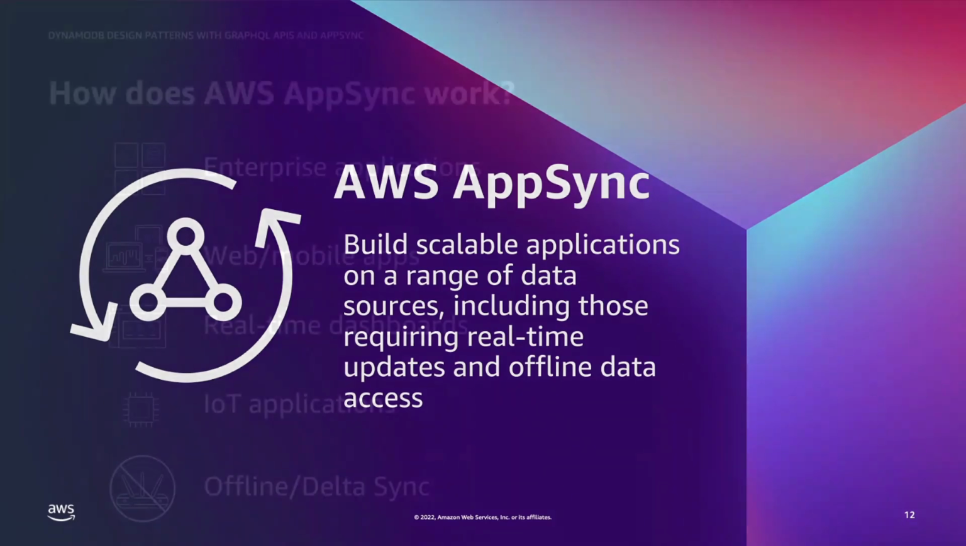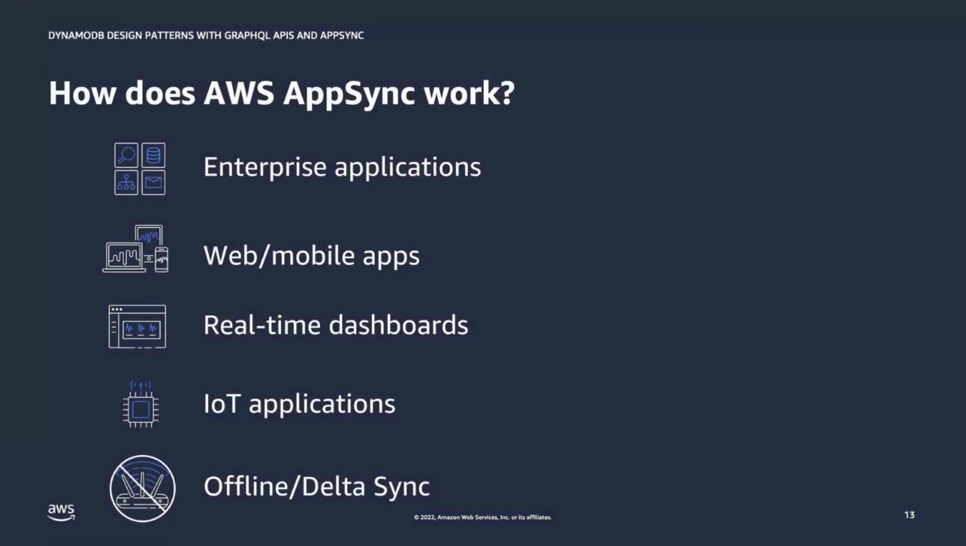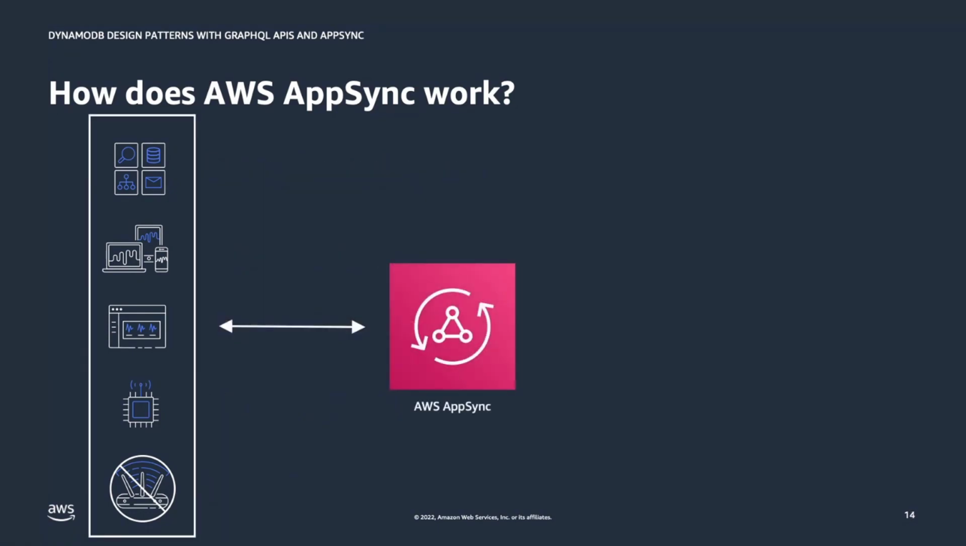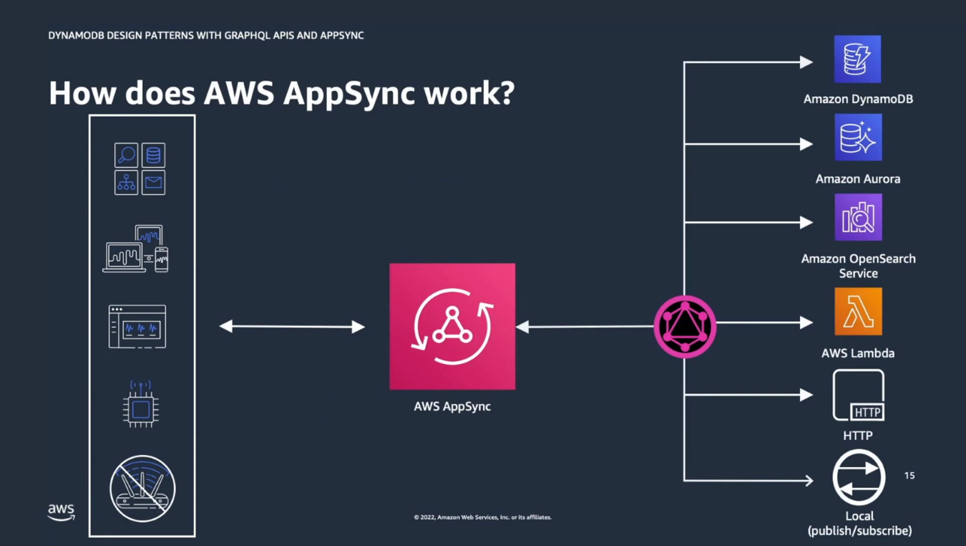So, how does AWS AppSync work? Well, it's fairly simple. It allows you to connect any type of application. So you can start with enterprise applications, web and mobile apps, real-time dashboards, IoT applications, and even applications that need to implement offline functionality. Applications connect to AWS AppSync, and AWS AppSync provides the GraphQL endpoint and allows you to connect your API to data sources in your AWS account.